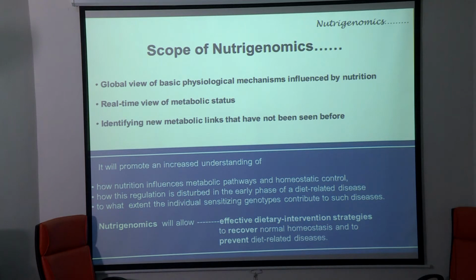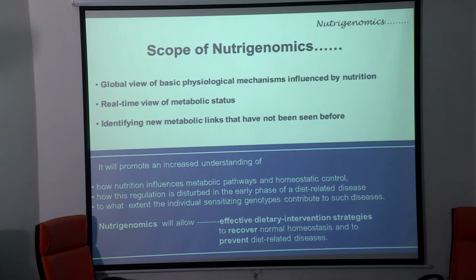So if you can get an insight into all these, then it will help in understanding how nutrition influences metabolic pathway and cell homeostasis, how the regulation is disturbed in the early stages itself of the diet-related disease, and to what extent the individual's sensitizing genotype contributes to this disease. Because that person has got predisposition, so he is sensitive to that particular diet. So we can understand to what extent that genotype is contributing to this disease.